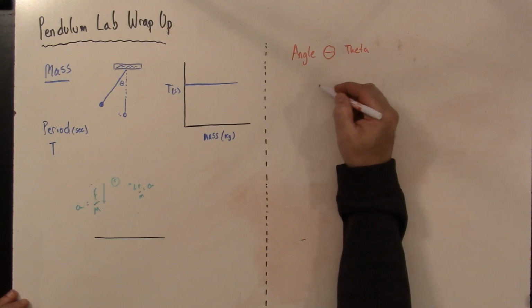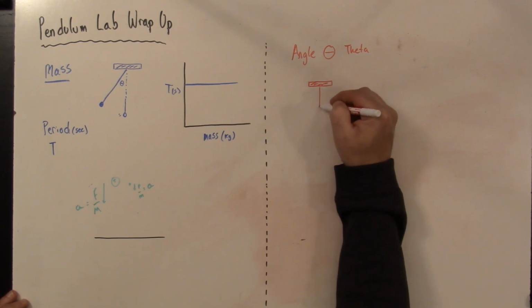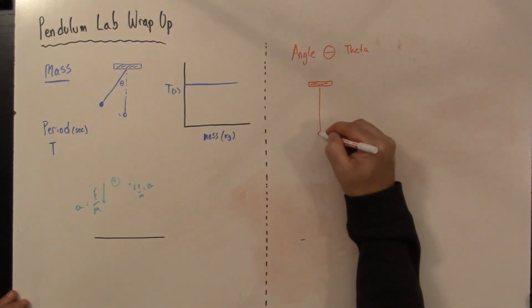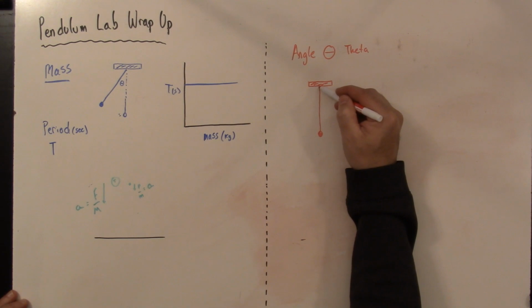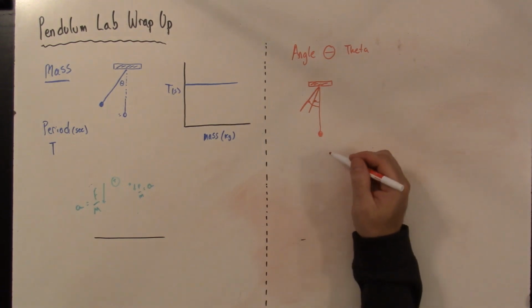And in this one, what we wanted you to do was to take your pendulum. So this is where it starts, and then you pull it back maybe this far, and then you pull it back maybe a little farther, right? And you do 5 different angles there.